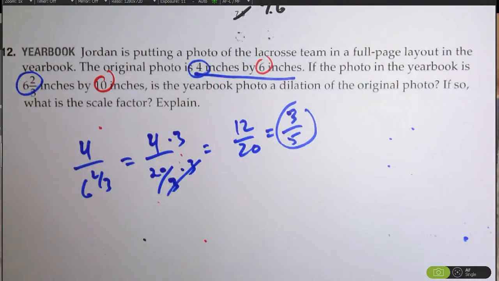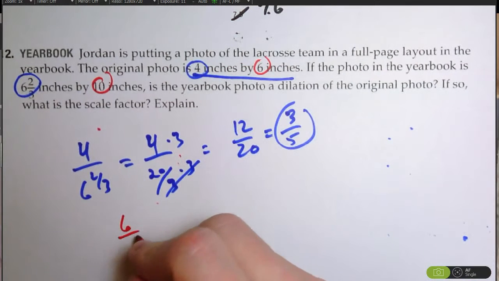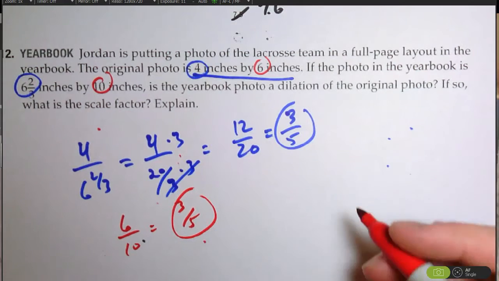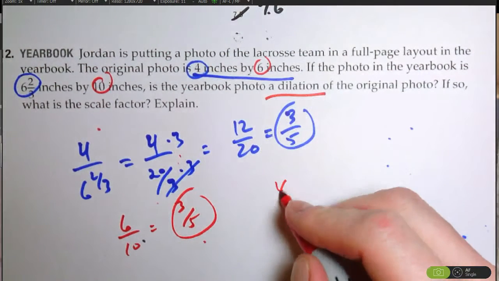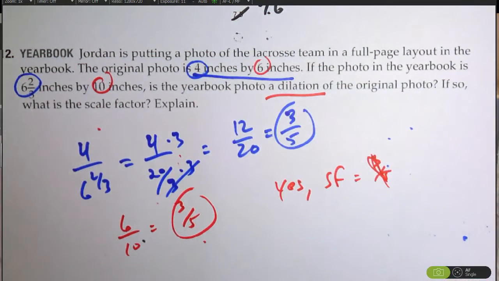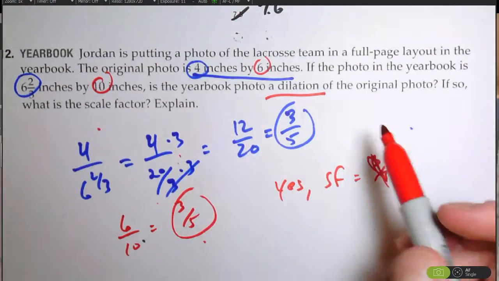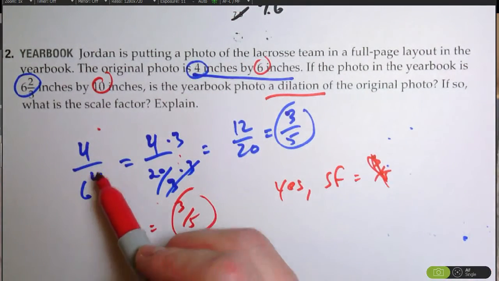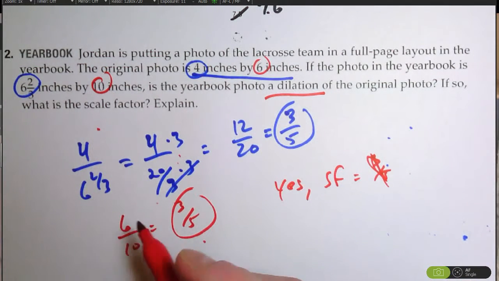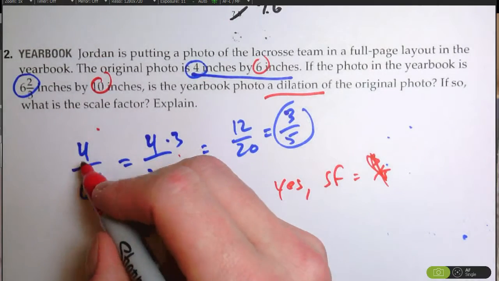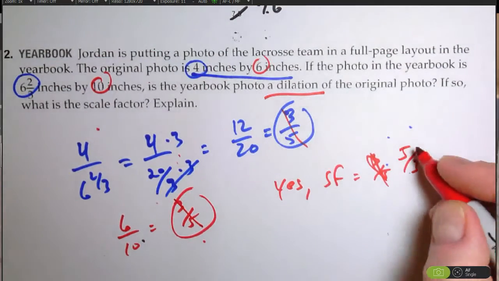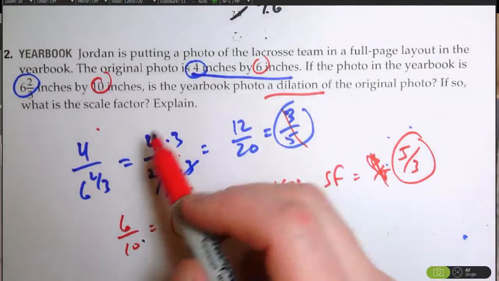Now I'll compare the 6 and the 10, which reduces to 3/5 because 6 and 10 are both divisible by 2. So is this a dilation? Yes. Scale factor is 3 to 5. Sorry, strike that. Scale factor is new to original, I wasn't paying attention. 4 and 6 are the original. 6 2/3 and the 10 are the new. So actually, this isn't the scale factor. That's just the ratio from old to new. Scale factor flips that. It's 5 to 3, which it needed to be bigger than 1 because it's an enlargement.